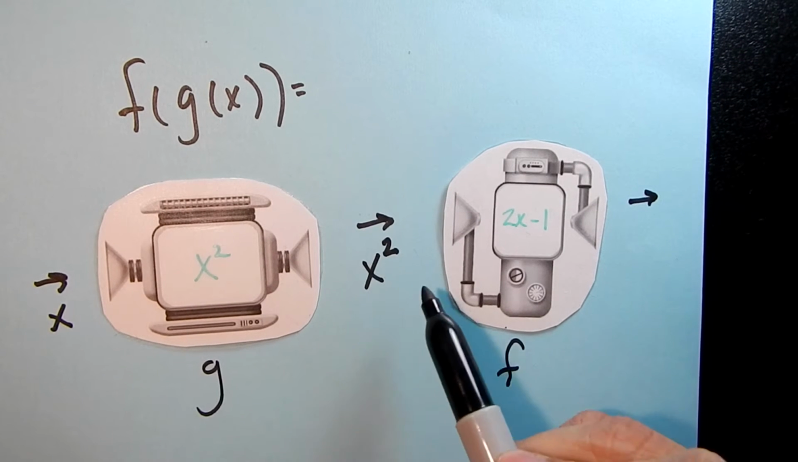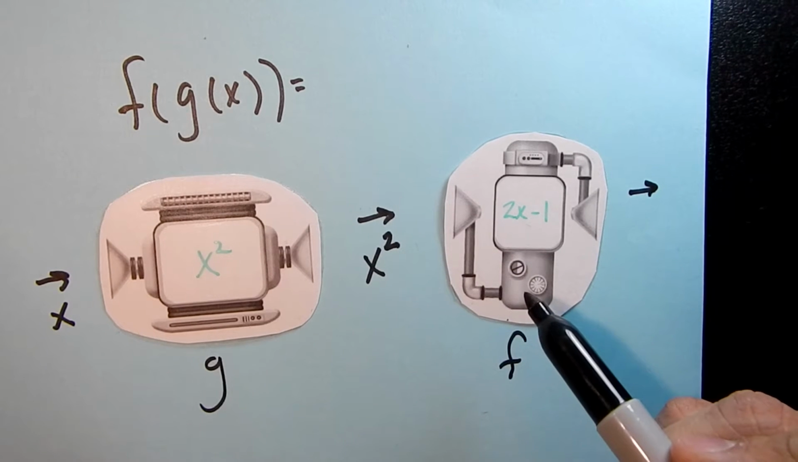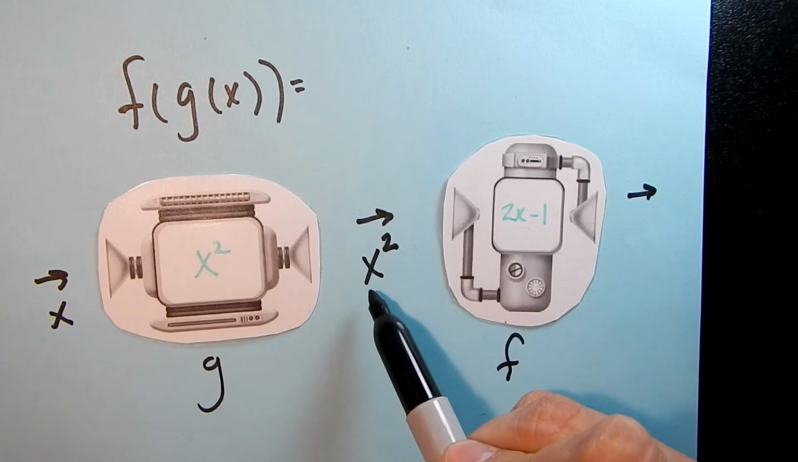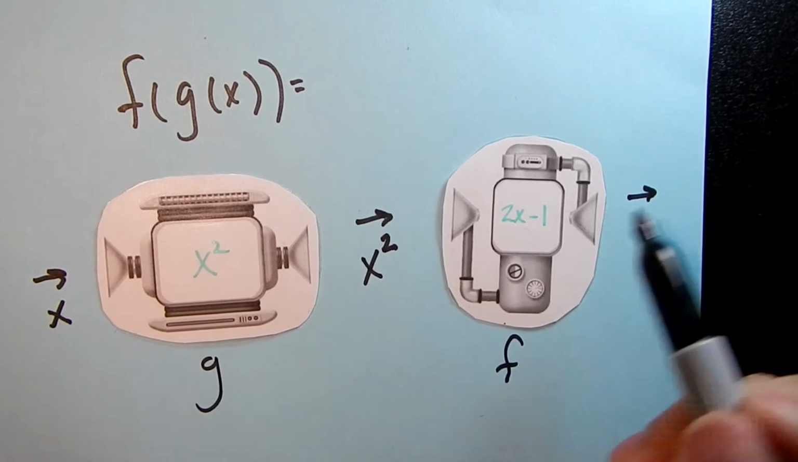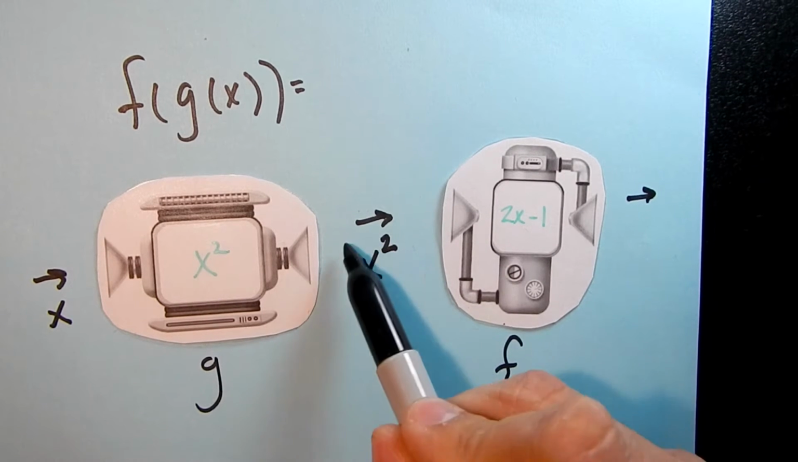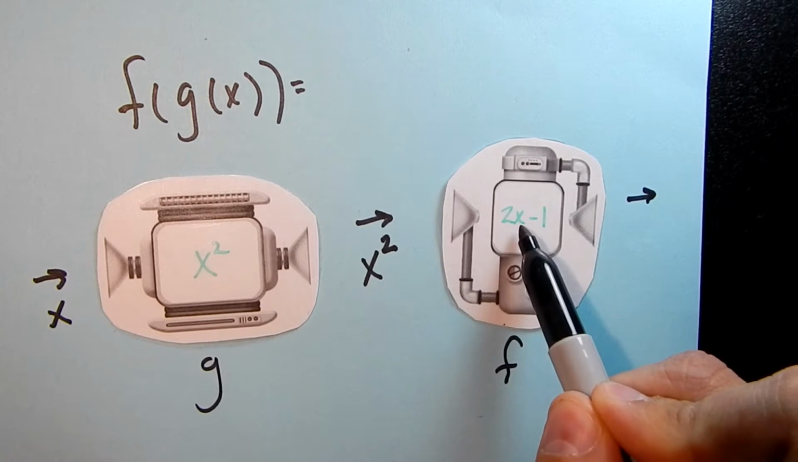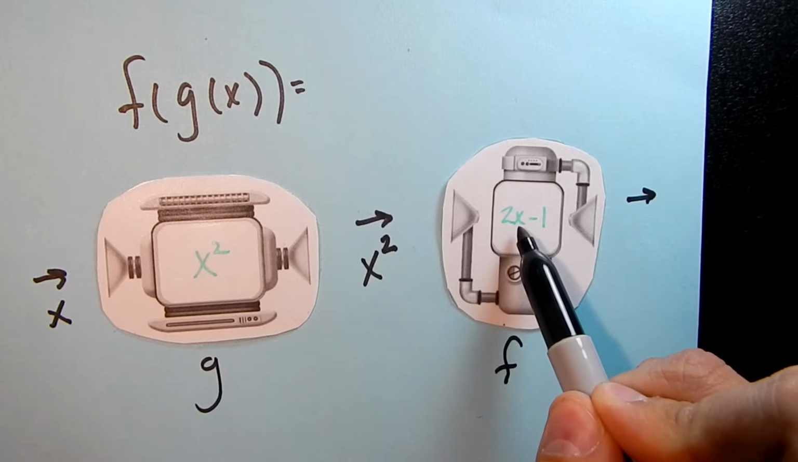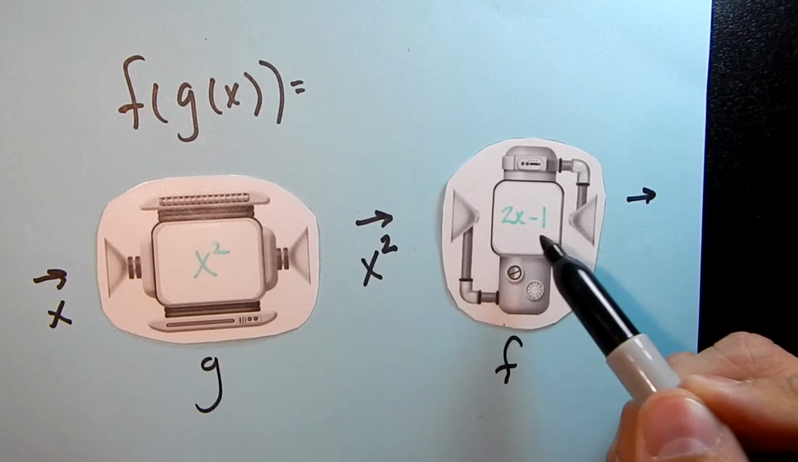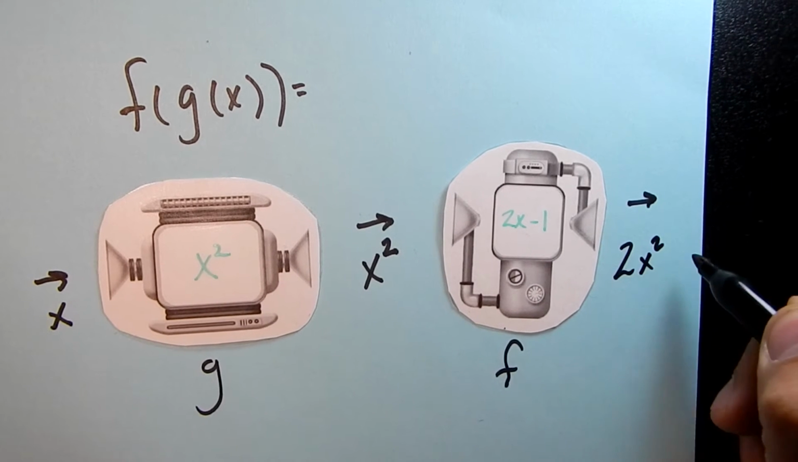So what happens here? Well, the same thing that happened when we found f of g of 3. Last time we got 9 out and we put 9 in here and doubled it and subtracted 1 and got 17. Here, we're going to put x squared in place of this x value here. So this is going to be 2 times x squared, which is 2x squared, and then we're going to subtract 1. That's 2x squared minus 1.